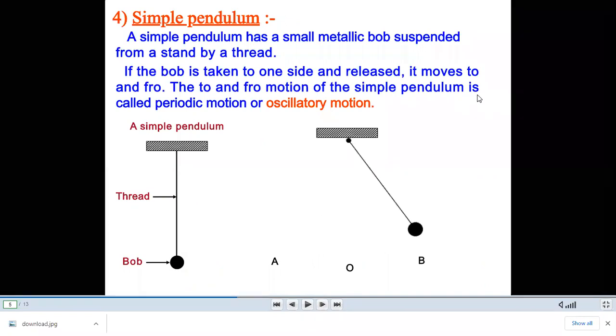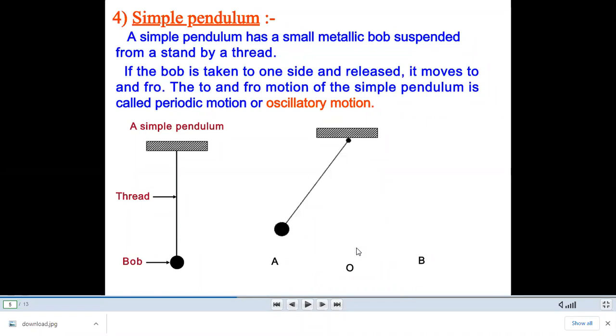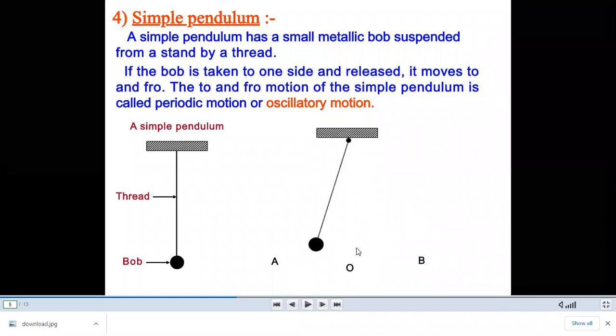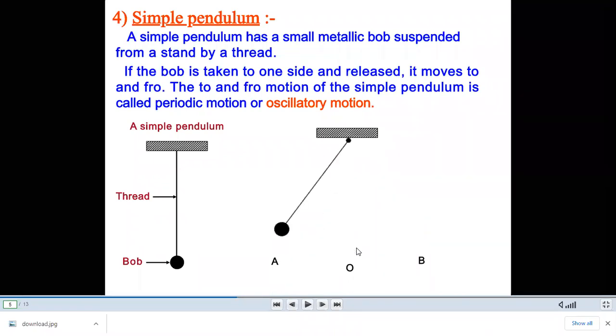This is the apparatus shown for a simple pendulum: a fixed point, a thread, and a bob. When you take that bob to this position, A and B are the extreme positions.